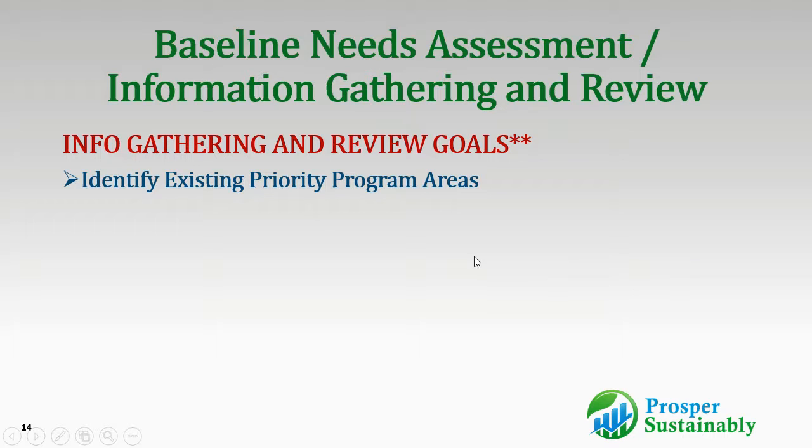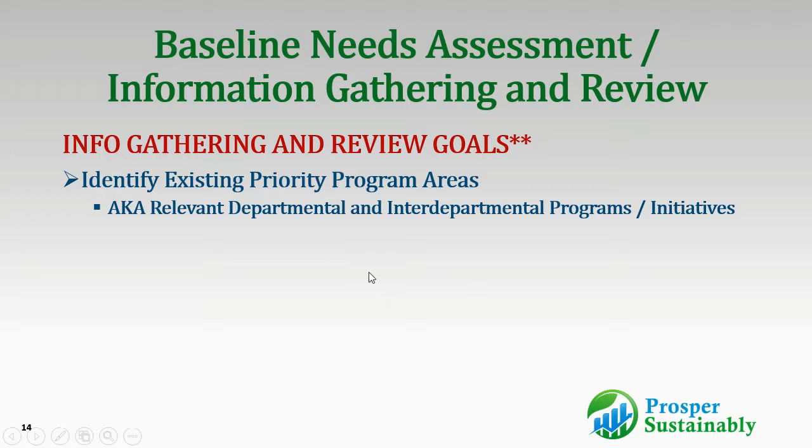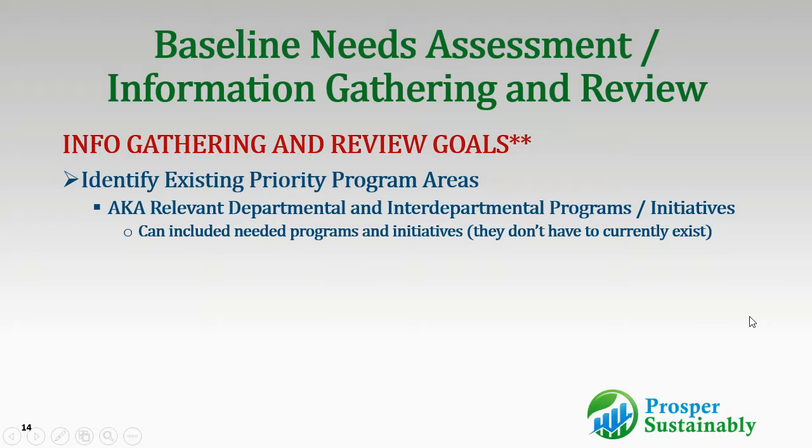And then when you're going through this process of gathering and reviewing the information, here are your goals. When you're reviewing the information that you gathered, you're trying to identify existing priority program areas that you already are working under, that you are definitely going to incorporate under your ETEP. So your relevant departmental and interdepartmental programs and initiatives that should be included. Also, not just the existing, but needed ones as well. So let's say you don't have a climate change program, but you want to incorporate one into this plan, or you want to start one next year, then you will want to include that into your ETEP.